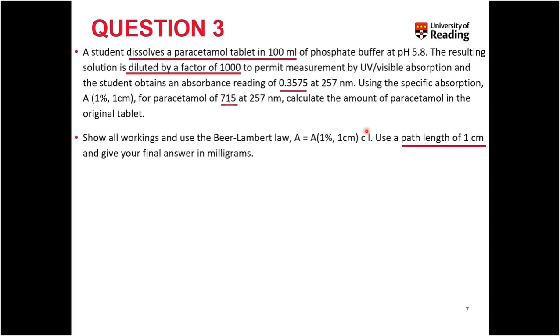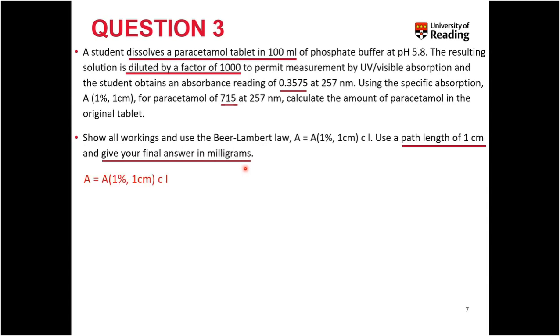You're told to use a path length of 1 centimetre, which gives you your last term to plug in to the Beer-Lambert law. So we've got the A 1% 1cm, and the L term, and we're going to be trying to determine C. So that's all the numbers that we need for the Beer-Lambert law. And crucially, you're told to give your final answer in milligrams. That means if you are giving your final answer as a concentration in grams per 100 ml, then your answer is going to be incorrect. The final answer should be an absolute amount in milligrams.